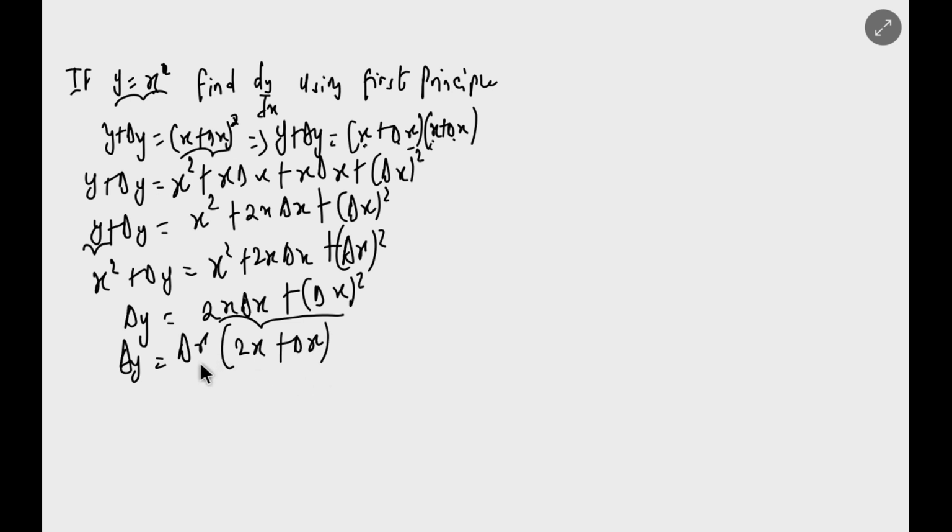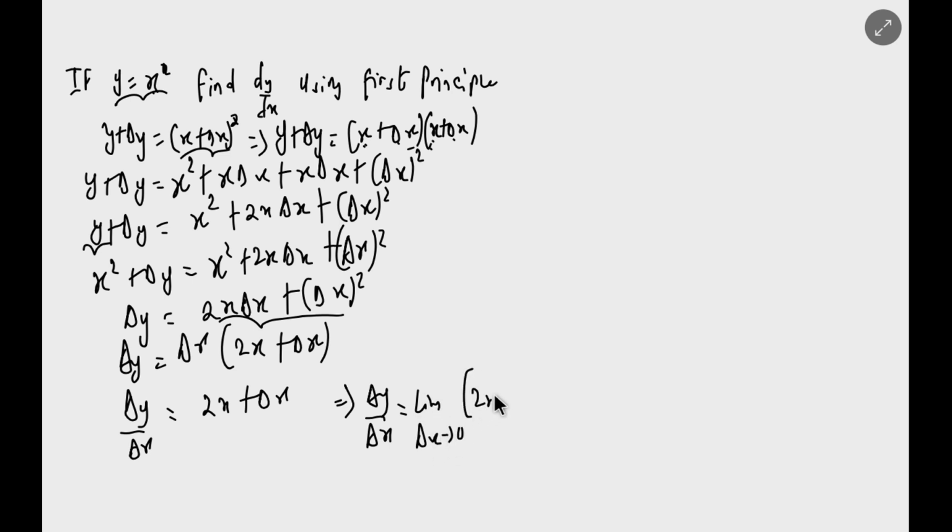So we can divide through by change in x, so we do that. We have change in y over change in x is equal to 2x plus change in x. Then for us to be able to find the final derivative, we can take the limit as change in x tends to 0 on our right hand side. So we are going to have change in y over change in x is equal to the limit as change in x tends to 0 of 2x plus change in x.